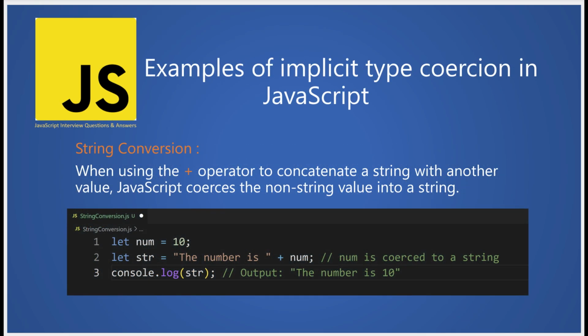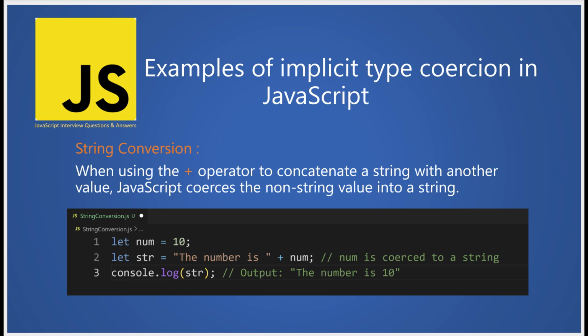Imagine having a number and a string in your code. Now, you decide to concatenate these two using the plus operator. What happens? JavaScript, in its wisdom, decides to coerce the number into a string, and voila, you have your result.